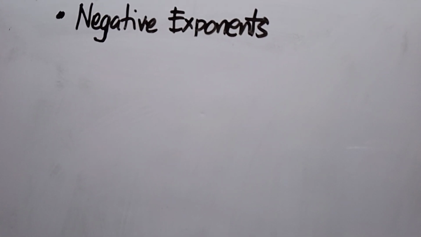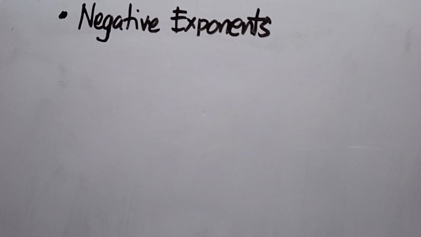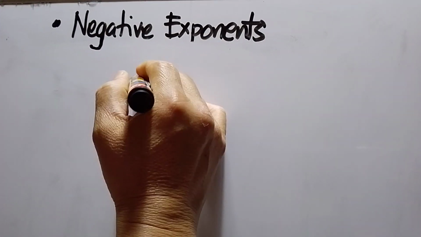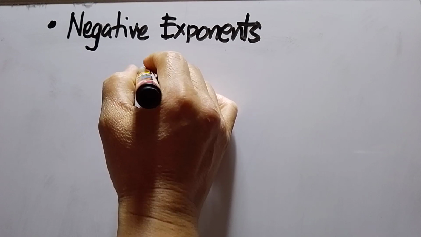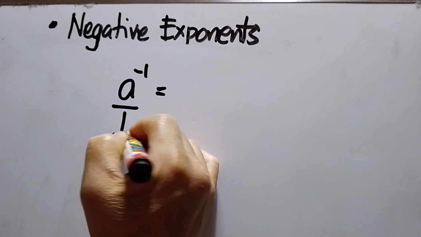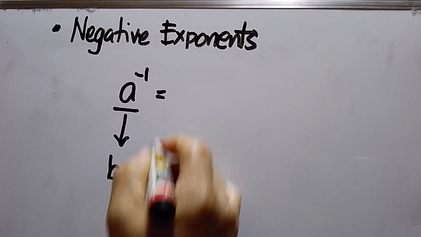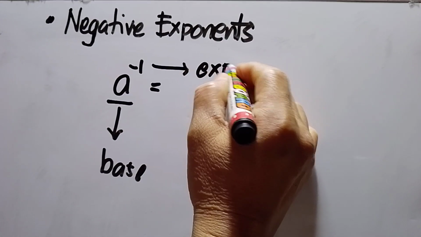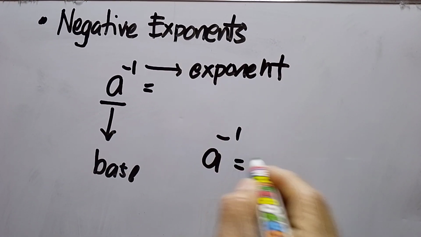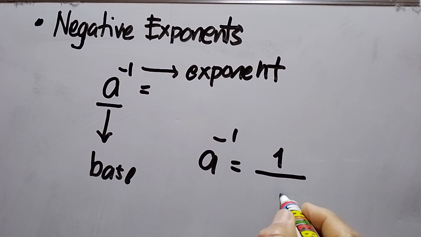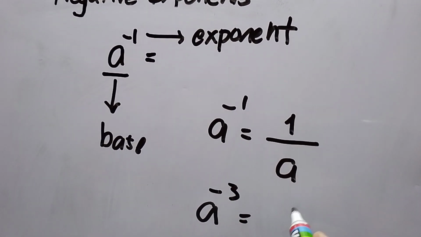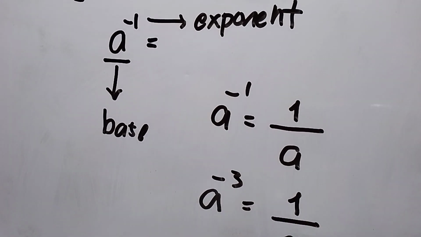Today I have a new topic for grade 8, which is negative exponents. As we know, for a negative exponent, for example, we have a base of a. We call this one the base, and this is the exponent. If we have a raised to negative 1, we can solve this as 1 over a. What if a raised to negative 3? This will be 1 over a cubed.